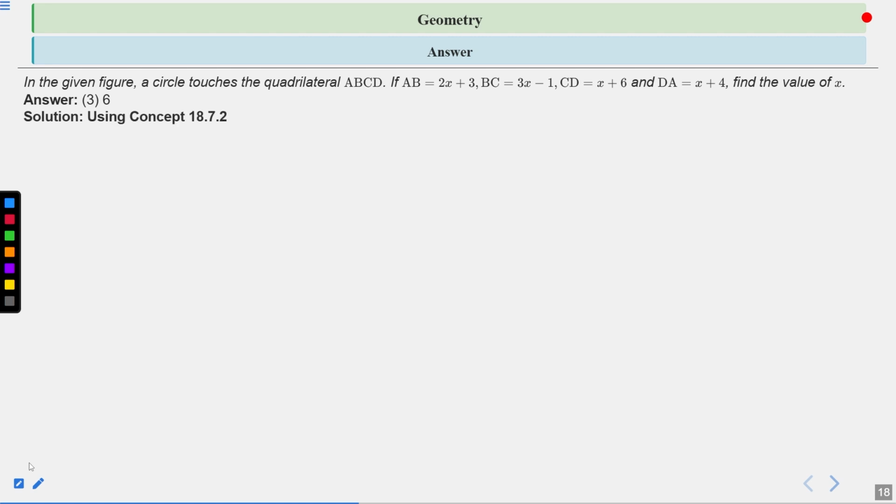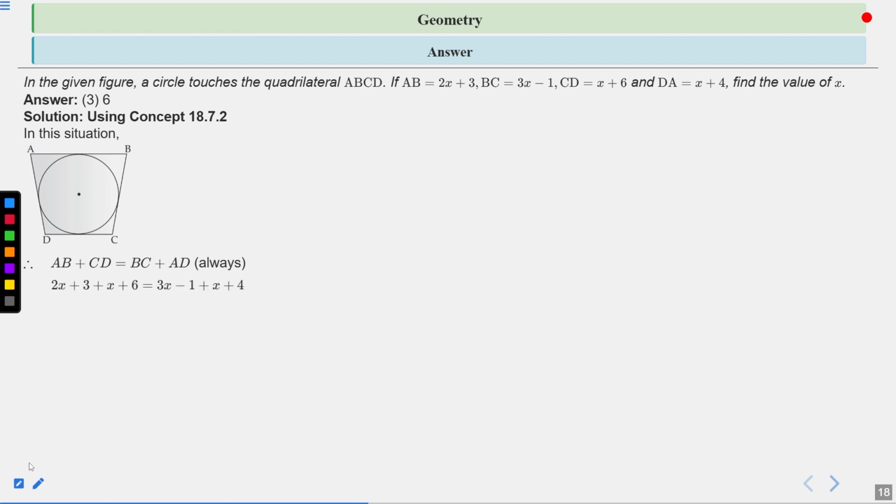Now see the detailed solution of this question using concept 18.7.2. In this situation, this will be the diagram of a quadrilateral ABCD in which a circle touches all the four sides. If it happens, then AB plus CD is equal to BC plus AD, always when it happens. So we can say that 2x plus 3 plus x plus 6 is equal to 3x minus 1 plus x plus 4.